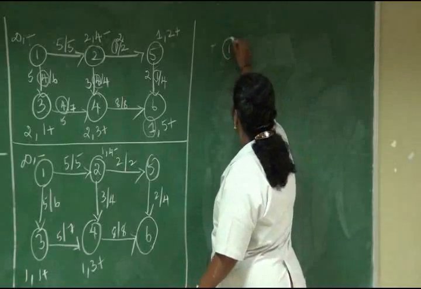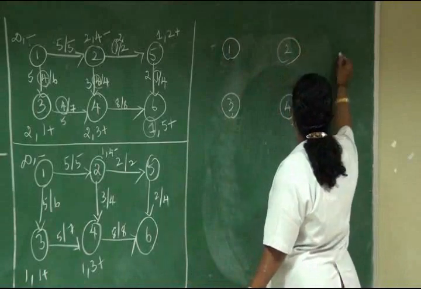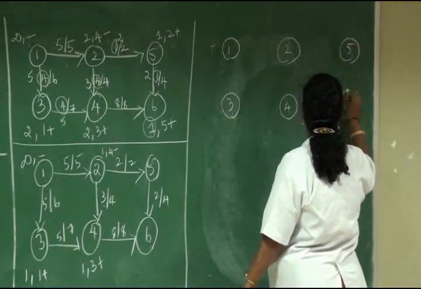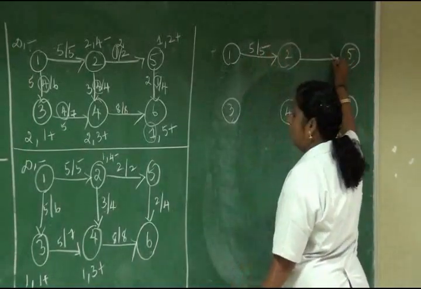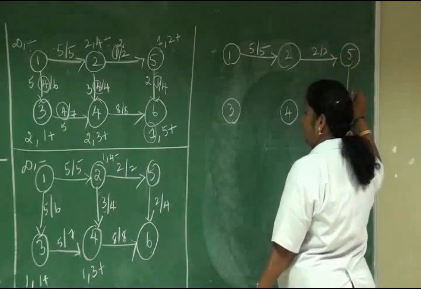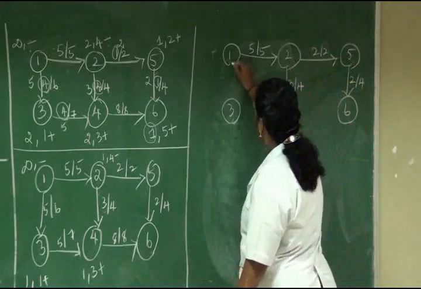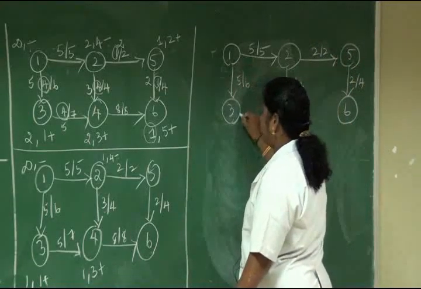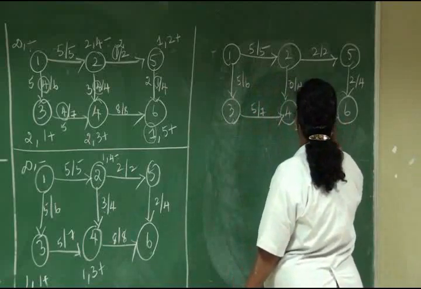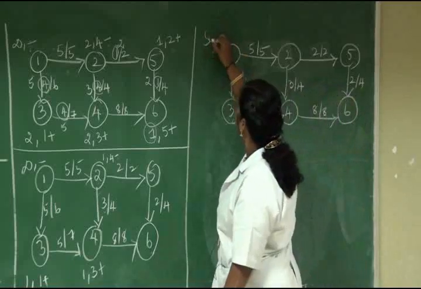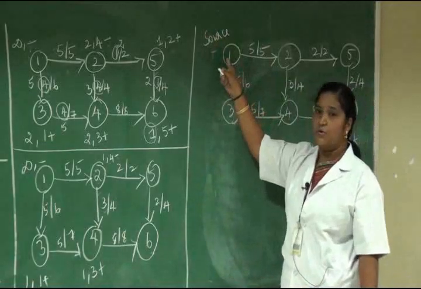So redraw the graph. We are having vertices 1, 2, 3, 4, 5, 6. So write the flow values. 5 by 5, it is 2 by 2, it is 2 by 4, 3 by 4, 5 by 6, 5 by 7 and it is 8 by 8. So this is your source and this is sink.